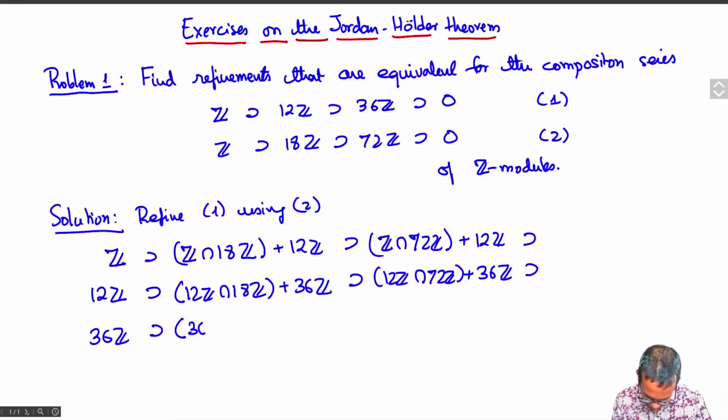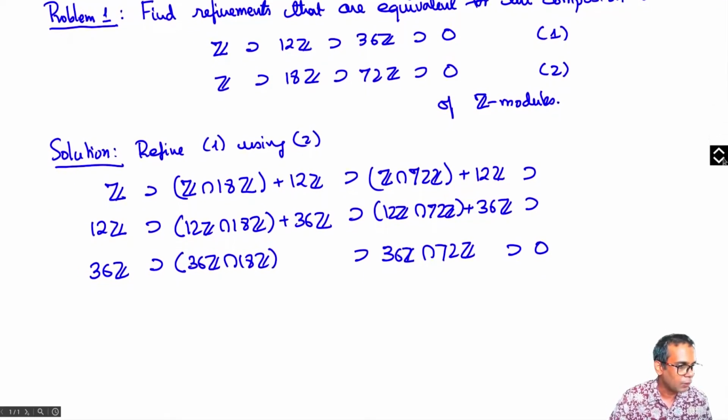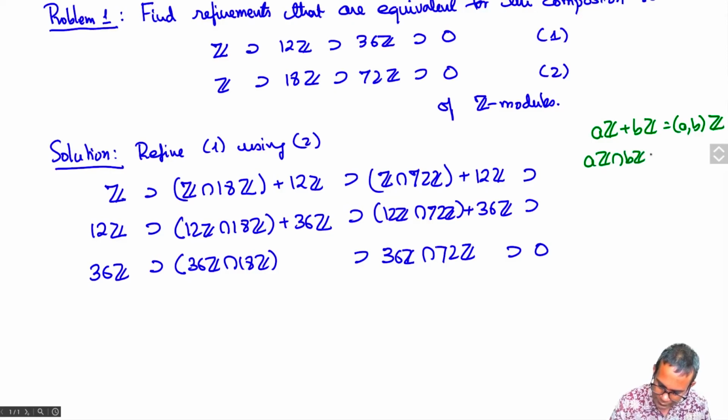And now 36Z intersect 18Z plus 0, containing 36Z intersect 72Z. And that finally contains 0. Now let's write down the actual terms of this series. We'll use two facts. One is that if you have AZ plus BZ, then this is the GCD of A and B times Z. And if you have AZ intersect BZ, then this is the LCM of A and B times Z. Here this denotes the LCM. Using those we can simplify these terms.